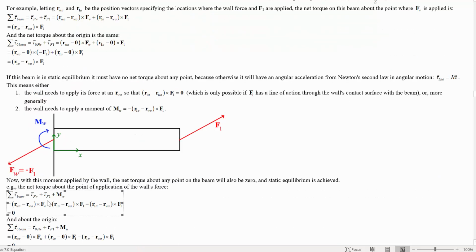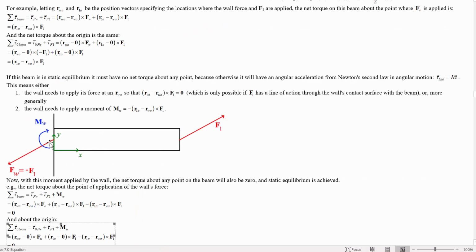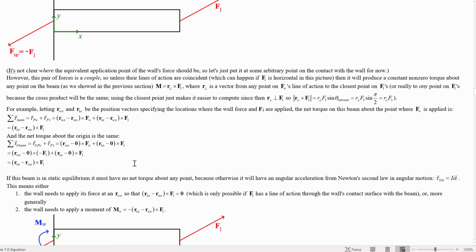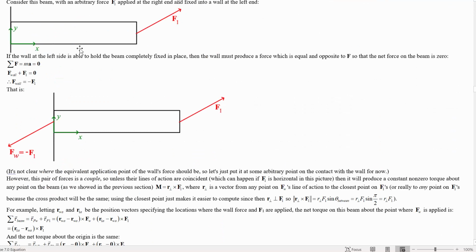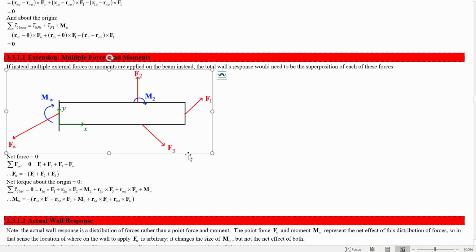So as we confirmed with this check, by adding this moment and this equal and opposite force, the wall is able to set up a situation so that no matter what force we put on this beam, the beam has no net force and no net torque about any point. And that has to be true if the beam is not accelerating, if it's just stuck in the wall in static equilibrium. So this extends to multiple forces and even moments applied externally to this beam using superposition.